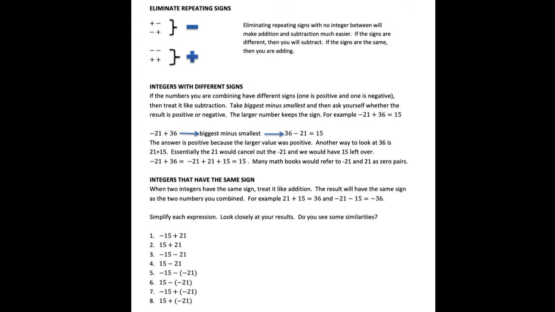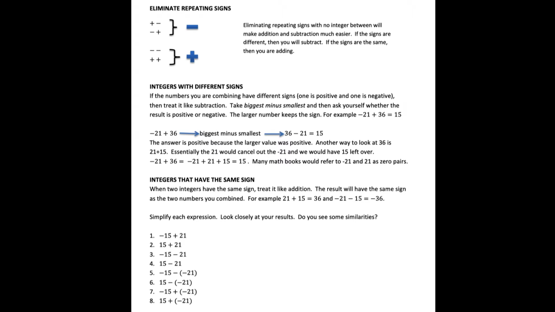So there's two scenarios. Either both numbers you're adding or subtracting are going to have the same sign, or the two numbers you're putting together are going to have different signs. We go about them in two different ways. So if the integers have different signs, we're going to subtract the two. It's biggest minus smallest, and when we get our result, we just need to look at the sign of the larger number, and that'll be the sign of the value. So if the larger number is positive, the answer will be positive, and if the larger number is negative, then our answer will be negative.